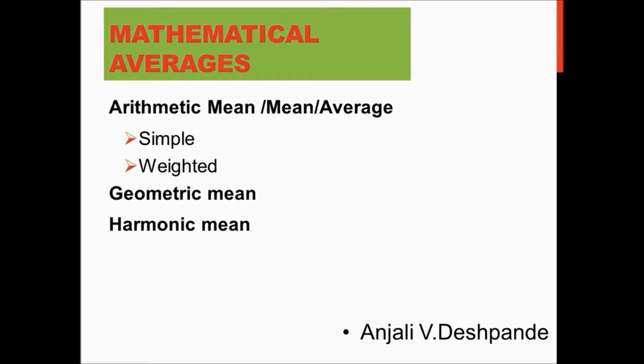So now we are going to talk about the mathematical averages. In this, there are three. First is the arithmetic mean, which is commonly called the mean or the average. Within this, we have two categories: one is simple mean and one is weighted mean. Then we have geometric mean and then harmonic mean. About all of these, we are going to see how they are used, what the formulas are, etc., by means of examples in the further part of the video.